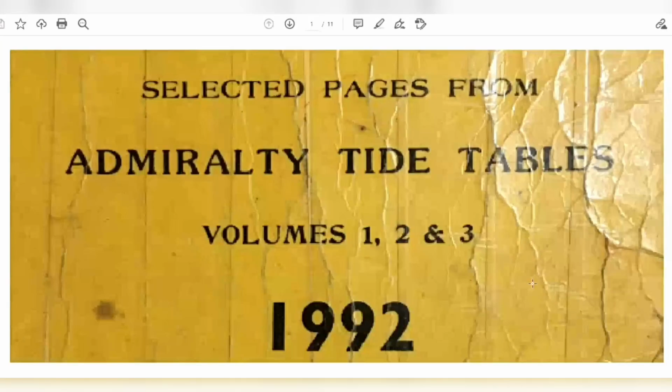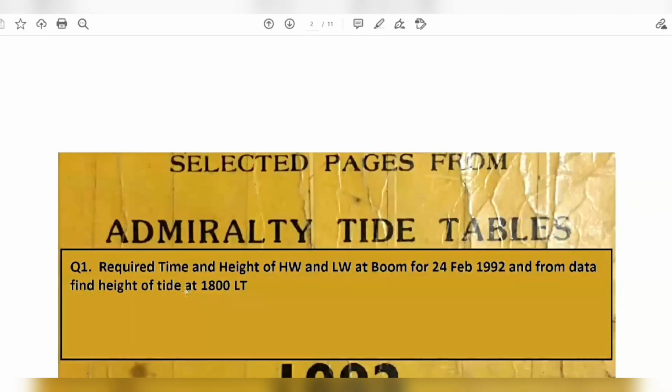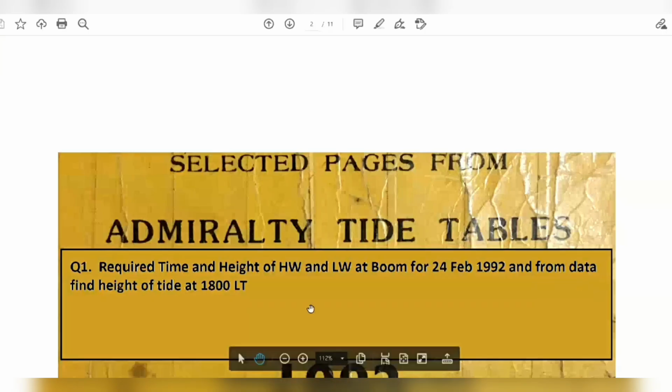So just take out your tide tables. I hope all of you have got tide tables and see the question which is written here. You can write down on the side. We are required to find out time and height of high water, low water at Boom. Port is Boom, B-O-O-M, for 24th February 1992. And from this data, find the height of tide at 1800 local time.